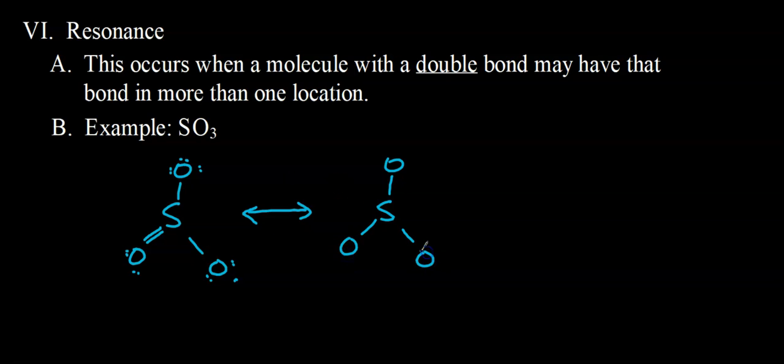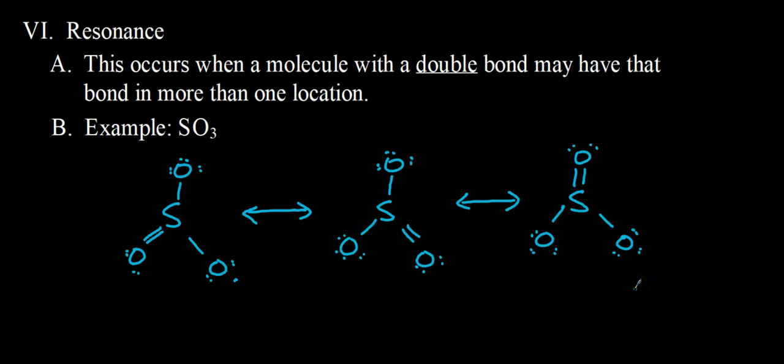So the double bond could go bottom left, it could go bottom right, or it could go at the top, the top oxygen, if you will. So you have three equivalent Lewis structures. They're all the same, except the double bond is in a different location. So if you run into this situation where you're asked to draw the resonance structures, draw all three, or however many there may be, only two or three different Lewis structures.